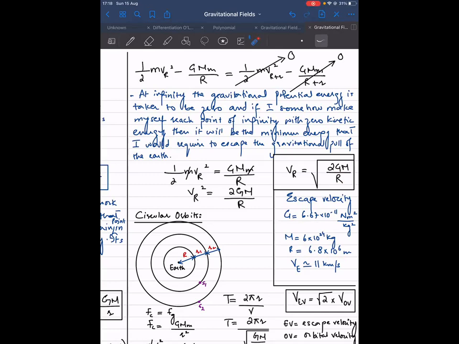Now you can think of how large that velocity is. 11 kilometers per second is not like, in 1 second you need to travel a distance of 11 kilometers. Now you can think of how fast that is. If you want to make anything escape the gravitational pull of the Earth, you have to throw it at this speed. All right.